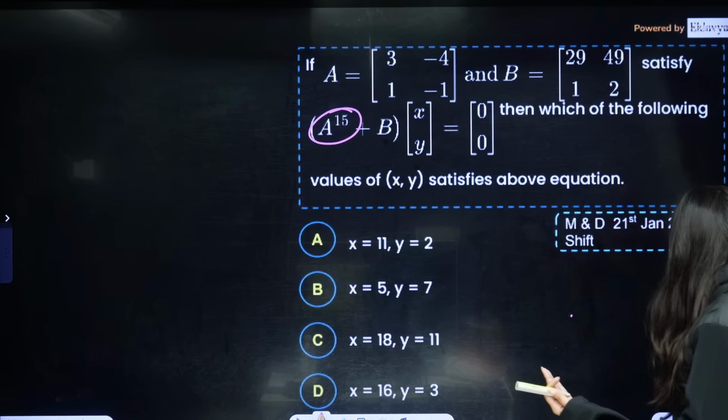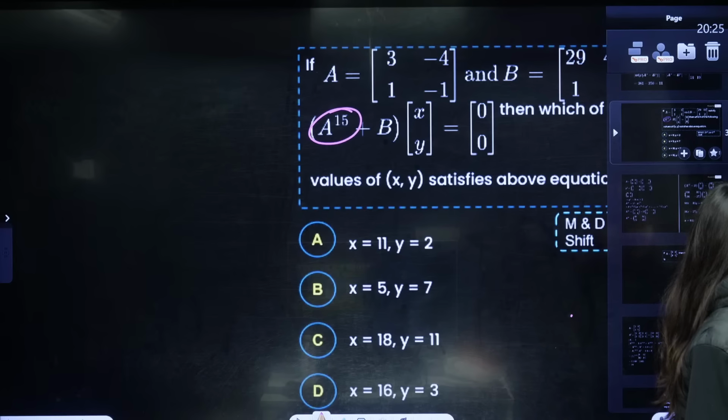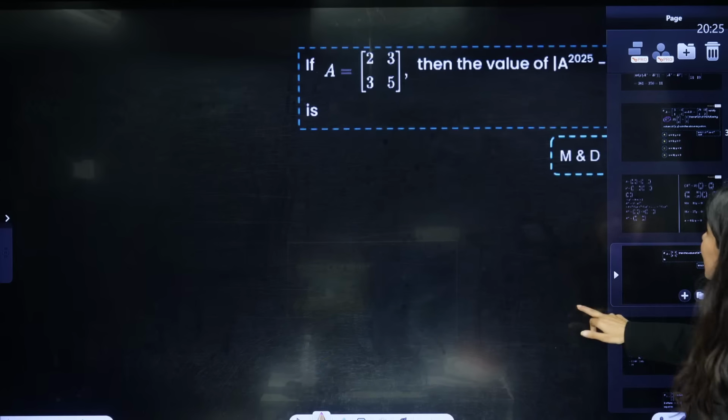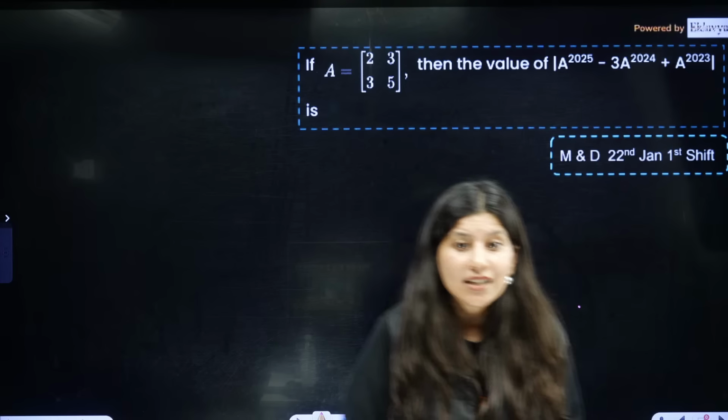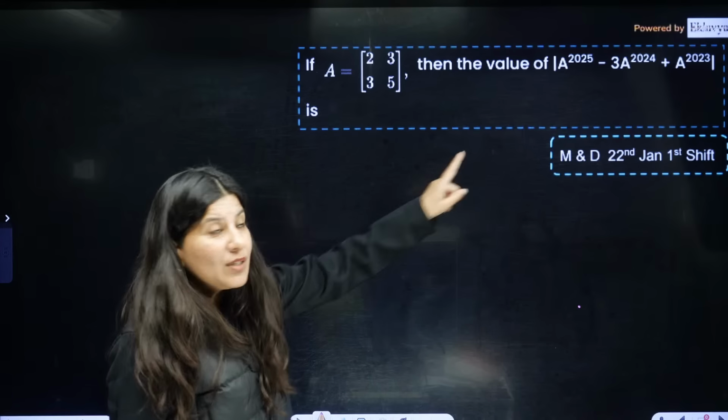Then pattern based multiplication. A is given, B is given, A power 15, you have to figure it out. So you have to keep on multiplying and figure out the pattern over here. And again, can you see this is again Cayley-Hamilton. This is Cayley-Hamilton only, right?